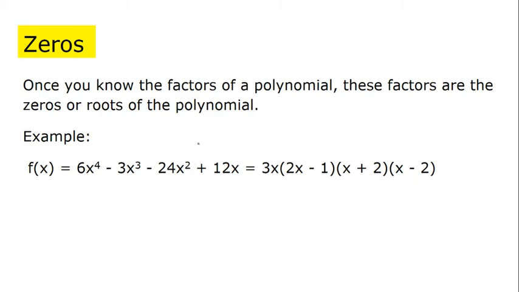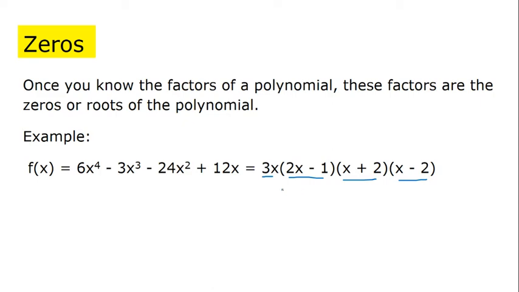So now we're going to talk about zeros. Once you know the factors of a polynomial, these factors give you the zeros or roots of the polynomial. So I'm going to use the example that we just did, which we just factored. So we have our fully factored form. That means that each of these factored forms gives us a 0.